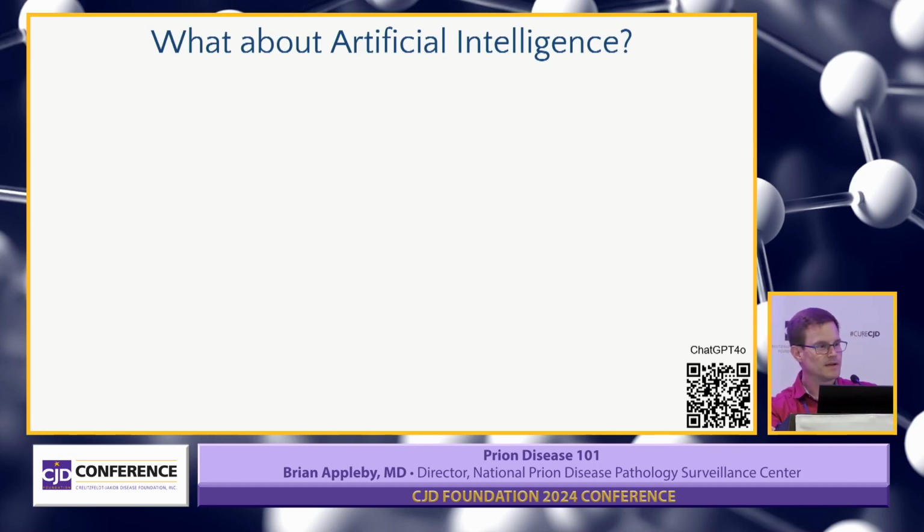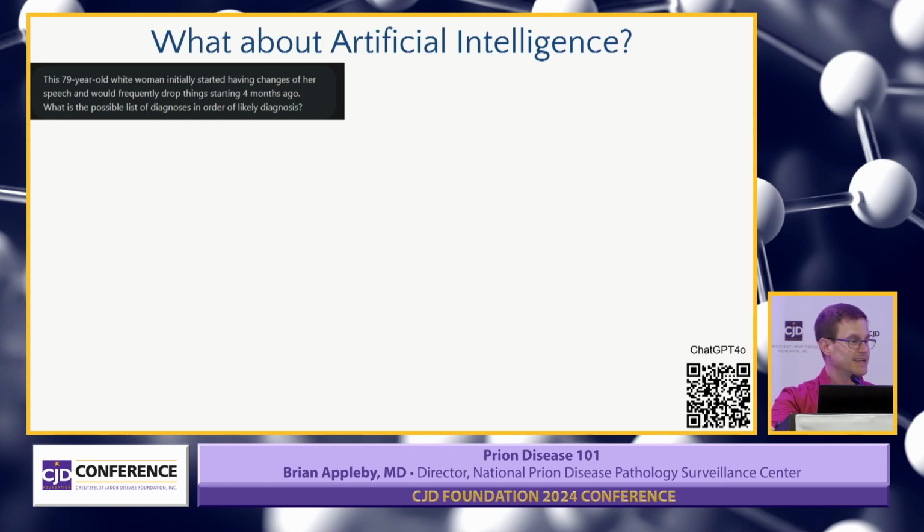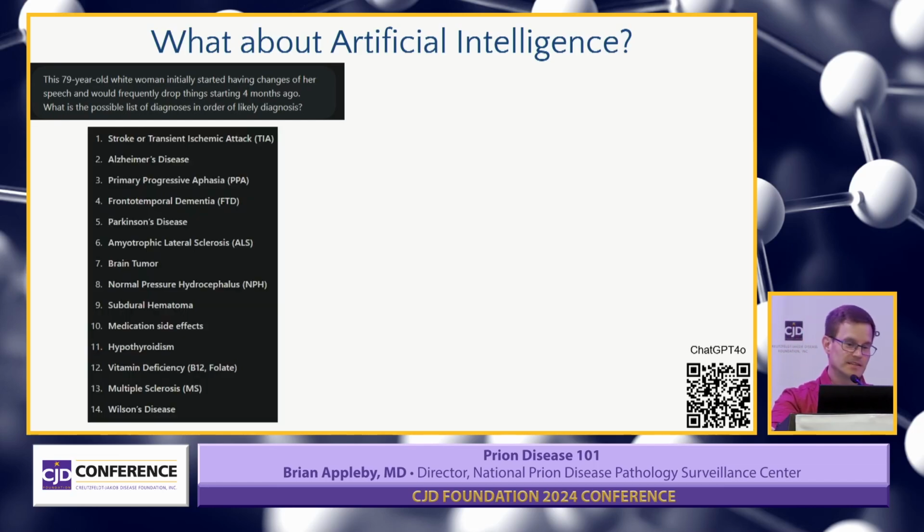So, you know, AI is going to change things, and it's going to change medical practice. So we heard about, you know, it's hard diagnosing CJD. Can AI be helpful with that? If you want to follow the specific prompts, you can just look at the QR code. But I gave them kind of some details of the last patient I saw. So a 79-year-old white woman initially started having changes in her speech, would frequently drop things starting 4 months ago. What do you think the possible list of diagnoses is? Very, very long list, some of which is insane, like Wilson's disease, but it's there.